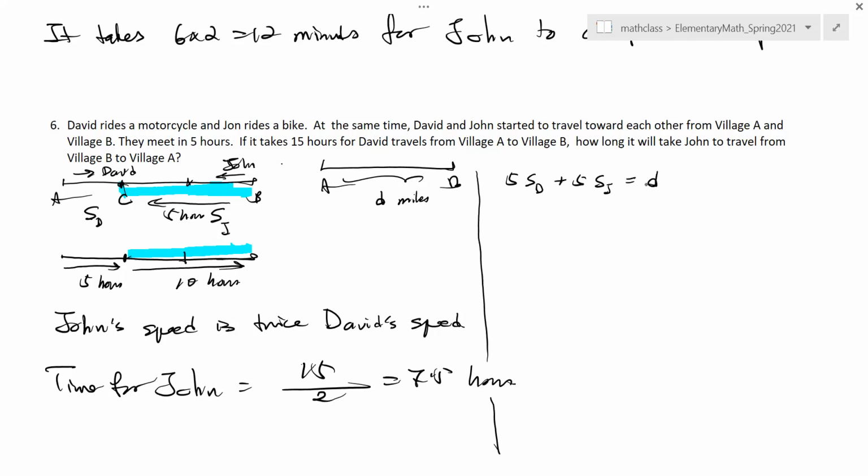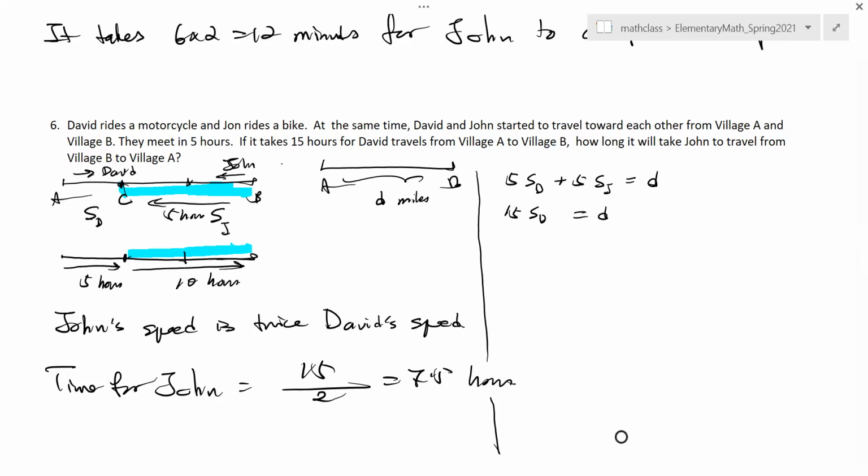Then it takes David 15 hours to travel. So 15 hours for David, he travels D, okay? So you needed to figure it out, right? So that is equations. Okay, so you have two equations.